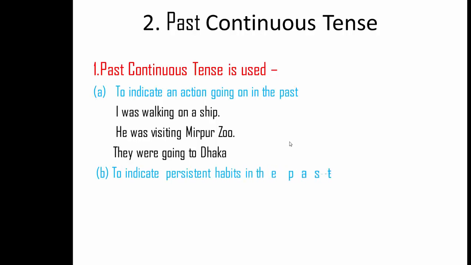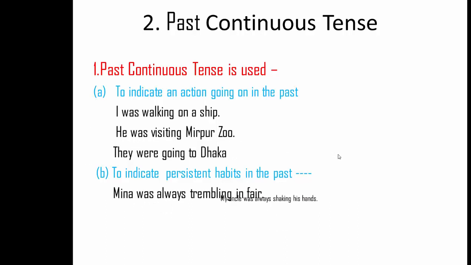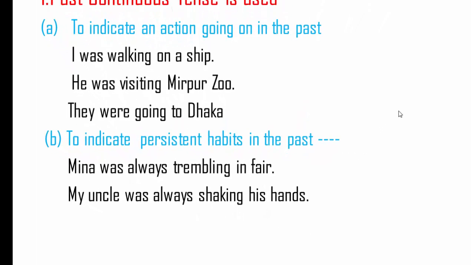Next, to indicate persistent habit in the past. Example, Mina was always trembling in fear. Example 2, my uncle was always shaking his hands. Okay, this is the example of past continuous tense.